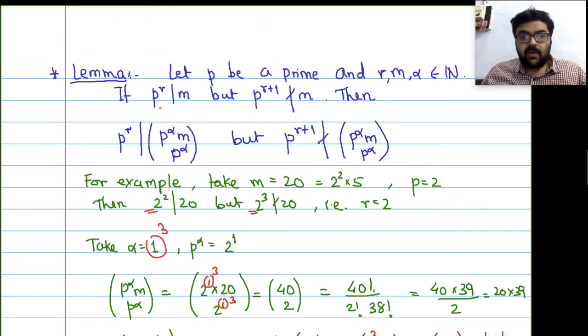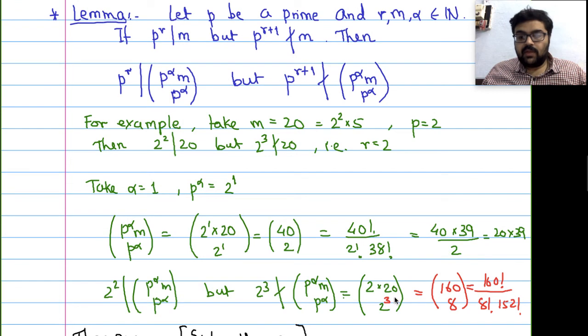So if p power r divides m but p power r plus 1 does not divide m, the same holds for this also. This is the fact which we are going to use once in the beginning of the next theorem, the proof of Sylow's theorem. So it is stated as a separate lemma, so that we can directly use it without any confusion or without distracting ourselves from the main course of the proof.